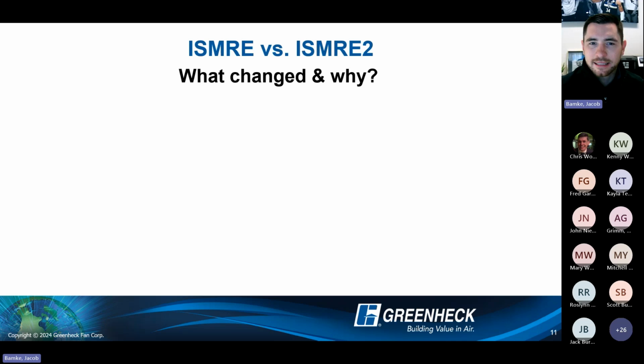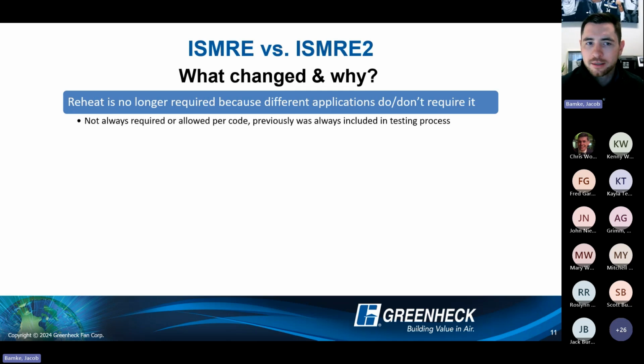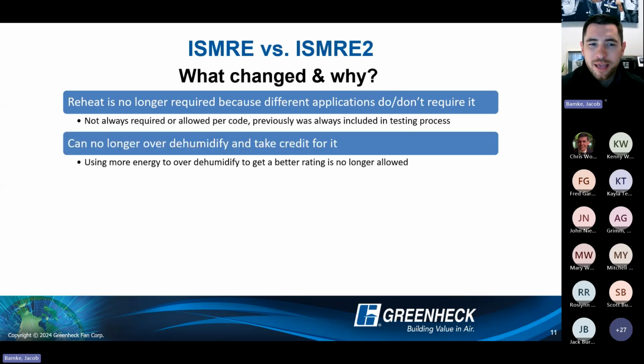You'll notice I said ISMRE2 on the last slide. So what changed? Before they really required this, they wanted to make sure that they fine-tuned some of the test procedures. So reheat is no longer required because applications do or don't require it when you're using this type of system. You can't over dehumidify and take credit for it. So this is basically saying whatever you dehumidify to during your full capacity conditions, you can only take credit for moisture removed to that same leaving dew point, even at your part load conditions. This is just ensuring that you're using highly efficient components.